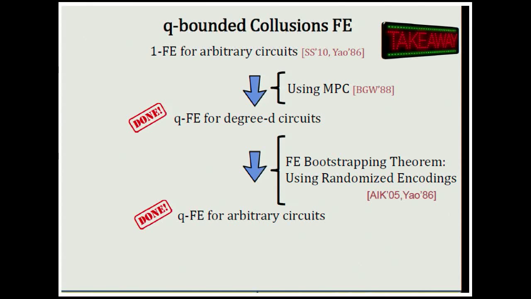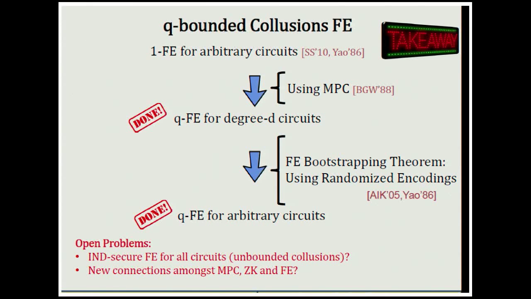So finally, let me just conclude with some open problems. Well, one of them you might ask is, why not consider weaker definitions for function encryption? In particular, an indistinguishability-based definition. So you can ask whether or not you can construct function encryption for all polynomial-size circuits with unbounded collusions under an indistinguishability-based definition. Similarly, you can ask for new connections between multi-party computation, zero knowledge, and function encryption.